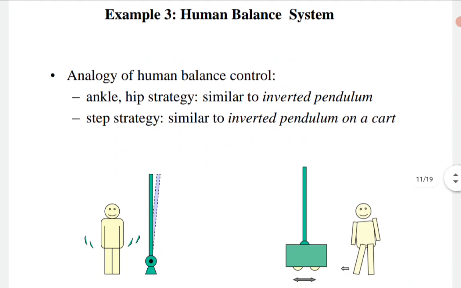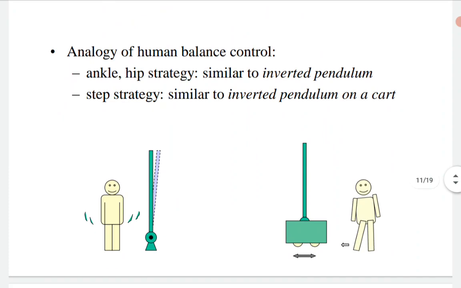Here see, the analogy of the human balance control is the ankle hip strategy, that is similar to an inverted pendulum. Very good example with respect to control system. Inverted pendulum. Yes, here. And the step strategy is similar to an inverted pendulum on a cart. So that is a very good example for control system: inverted pendulum and inverted pendulum on a cart.